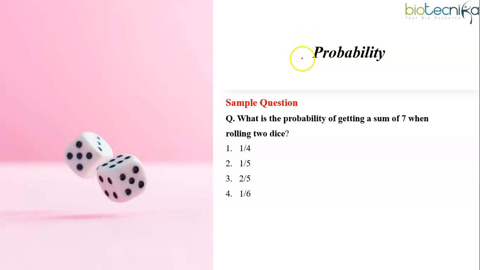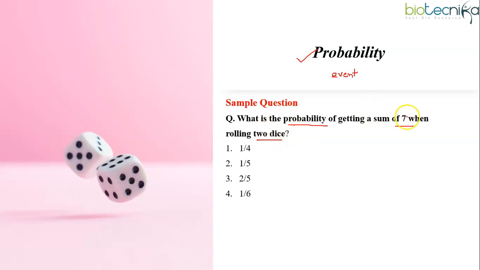Another topic from which questions are most frequently asked in the Part A section of the CSIR NET Life Science exam is probability. Probability is a topic that involves calculating the likelihood of an event occurring. So let's see a sample question based on this topic. What is the probability of getting a sum of 7 when rolling 2 dice? To study this topic, one should focus on solving problems related to finding the probability of an event and using probability to calculate the expected value.